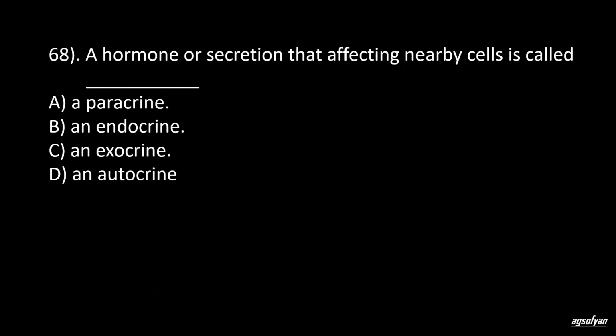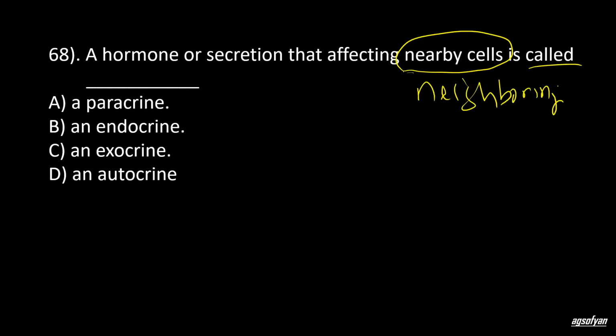A hormone or secretion that affects nearby or neighboring cells is called paracrine, endocrine, exocrine, or autocrine. If it is a distant cell, it is endocrine, so the cells are far away. If it is itself, it is called autocrine. If it is a neighbor, it's called para. So the answer will be paracrine, the hormones that affect the neighboring cell.